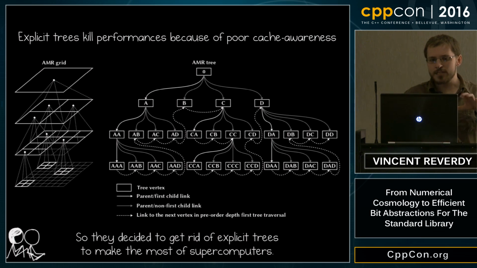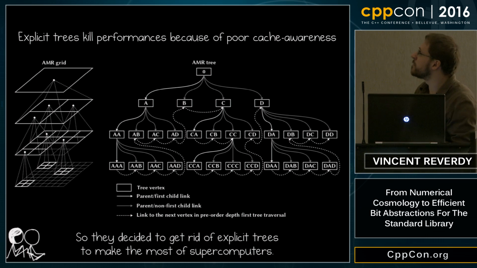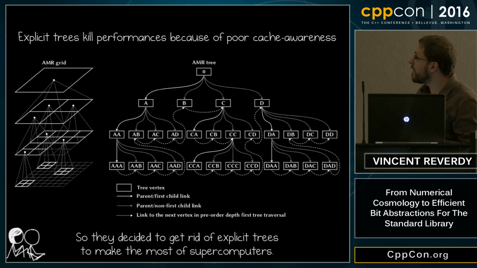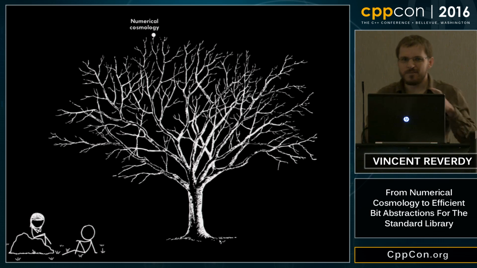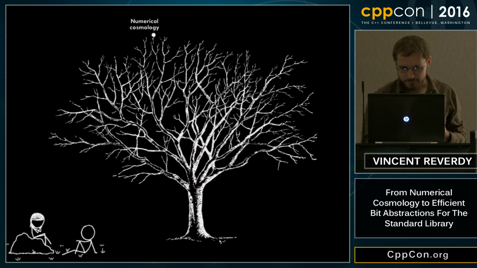And in this simulation, the adaptive mesh refinement is implemented in terms of explicit trees, which means that every cell is a node of a tree, and the nodes are linked together by pointers. The problem with that is every time you want to access a node, you go elsewhere in the memory, and it's not at all cache efficient. So they started to think about what they could improve about these trees.